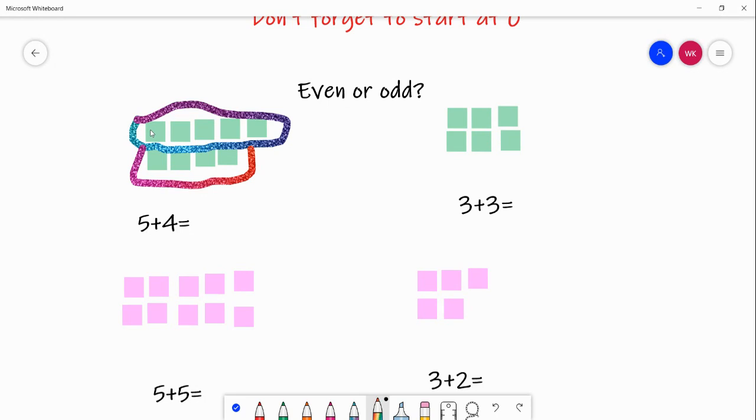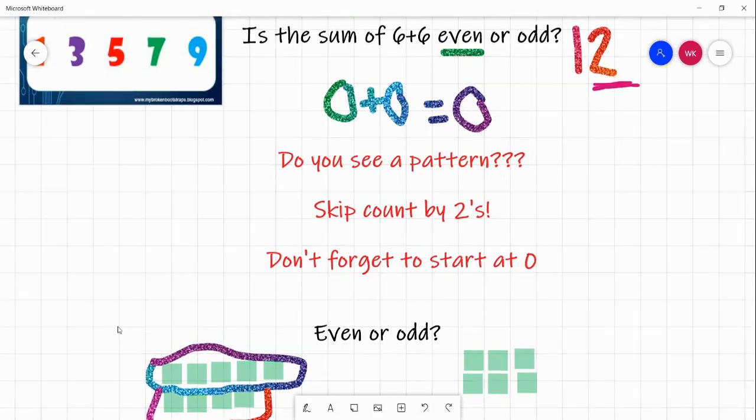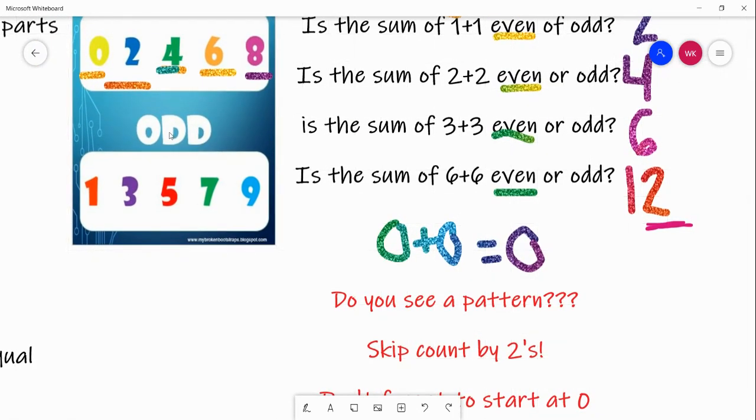5 plus 4 equals 1, 2, 3, 4, 5, 6, 7, 8, 9. So 5 plus 4 equals 9. Let's go check if we are correct that this is an odd number. All right, so I see in our odd chart that a 9 is an odd number, so we're right.